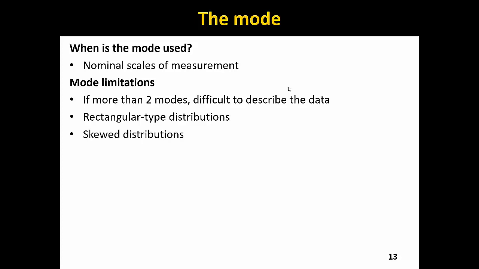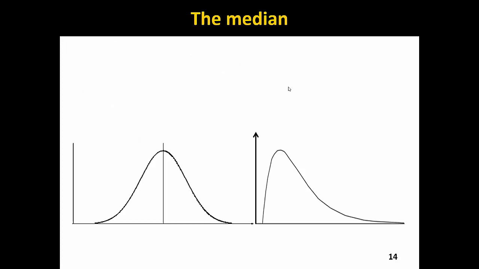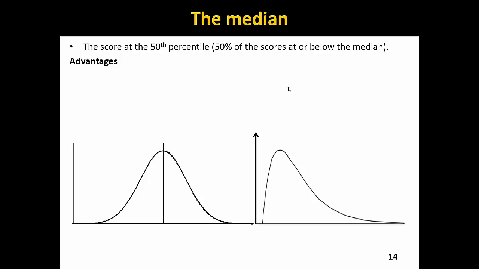The mode also becomes less of a useful statistic when we deal with skewed distributions that we'll define in this lecture. The next measure of central tendency is referred to as the median. As the term indicates, the median represents the score, the dependent variable measurement at the halfway point, at the 50th percentile, where half of the remaining scores reside above the median and the other half resides below the median.